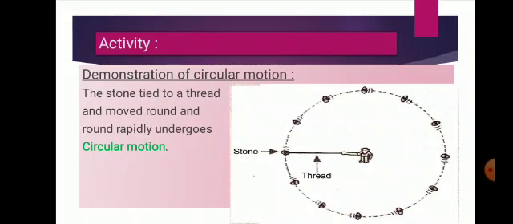So thus a stone tied to a thread, when moved round and round rapidly, undergoes circular motion. And when the stone tied to a thread is moving round and round, the distance of the stone from our hand remains the same all the time. Thus, in circular motion, the object moves in such a way that its distance from a fixed point, we can say the center of the circular path, remains the same. Okay. So you can do this for the demonstration of circular motion, to see how it works.